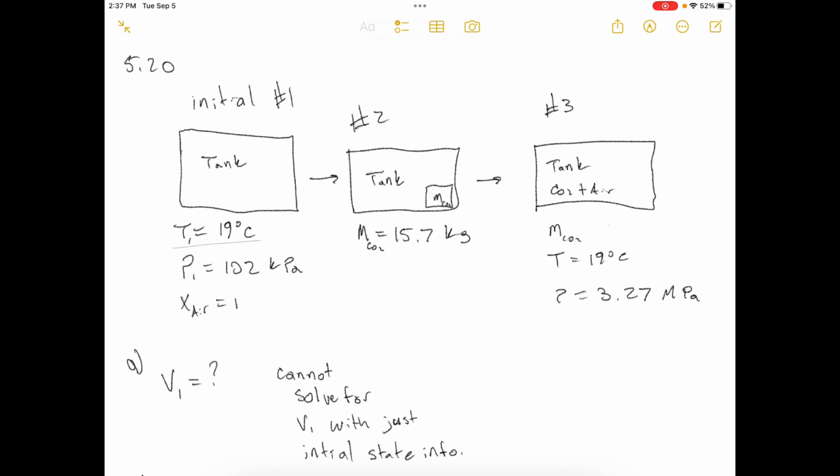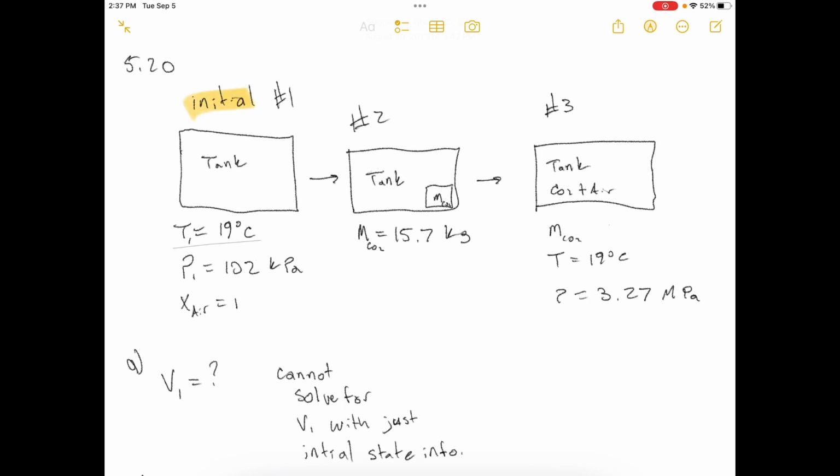Part A. How many moles of air were in the tank initially? Neglect the volume occupied by CO2 in the solid state, and assume that a negligible amount of CO2 escapes prior to the sealing of the tank. How many moles of air were in the tank initially?